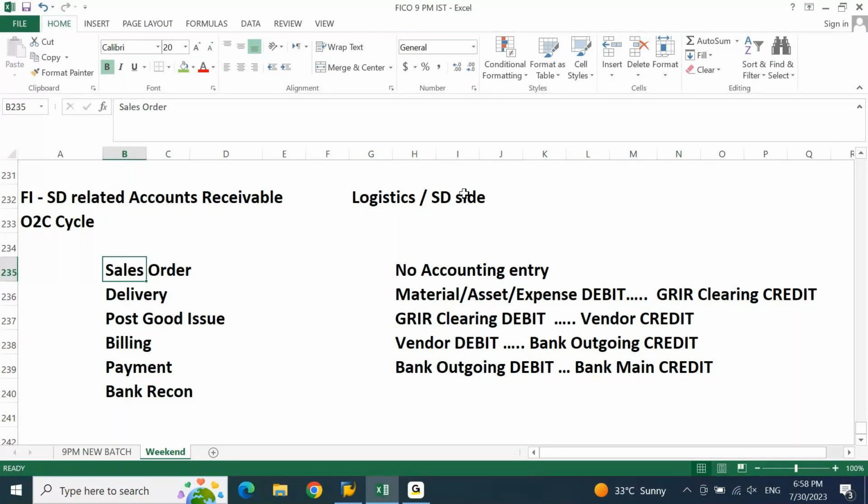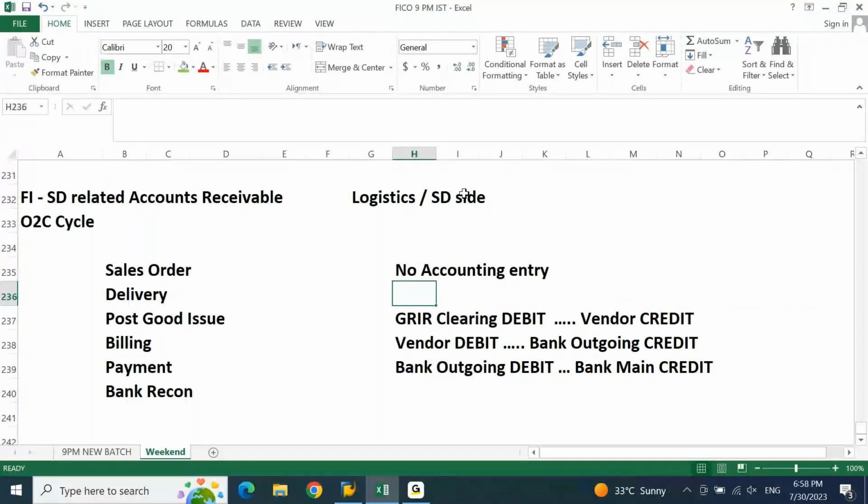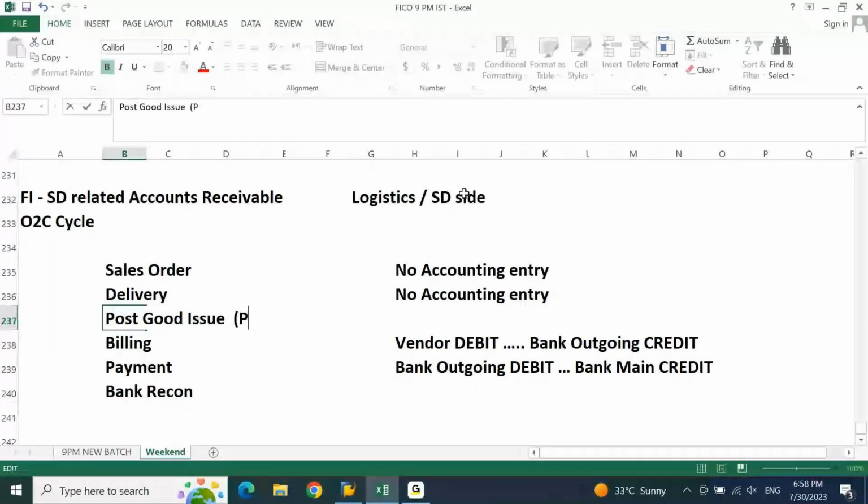It does not contain any accounting document. Based on the sales order, you are going to make a delivery. Delivery will not have any accounting entry. Then you will have another transaction called post goods issue or PGI. So we also call it PGI. When you talk about post goods issue or PGI, here there will be an accounting entry.